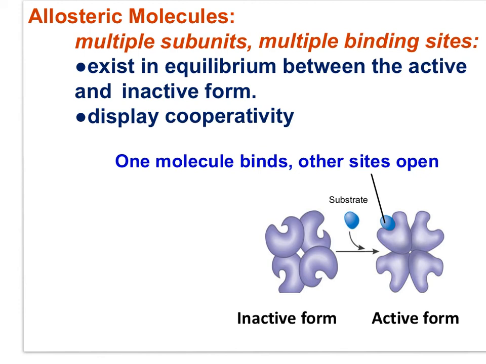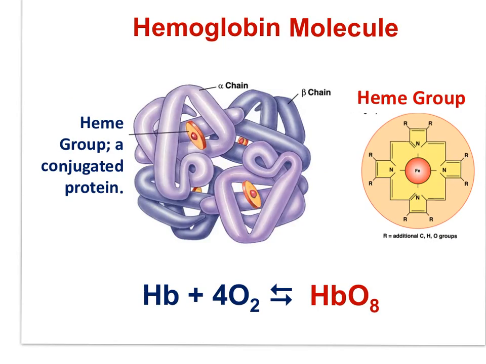For example, in this diagram, the inactive form here is on the left, but as a molecule binds to one subunit, the entire structure undergoes conformational shape change to more readily bind to other molecules. The subunits open progressively more and more as molecules bind. Now follow the story here.